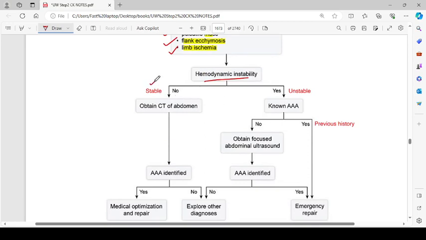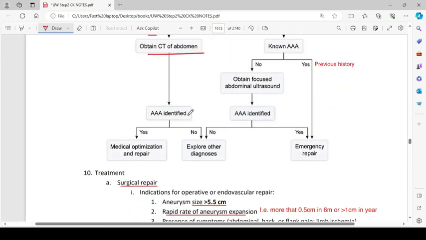Check for hemodynamic instability. If there is no instability, or if the person is stable, obtain the CT of the abdomen. Is an abdominal aortic aneurysm identified? If yes, do the medical optimization and repair. If no, explore other diagnoses.